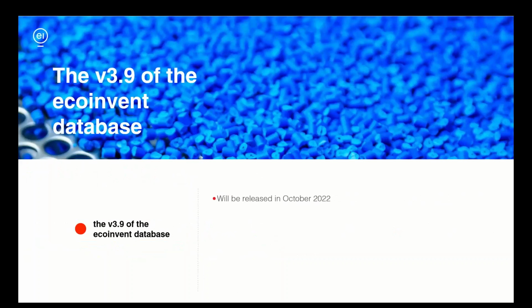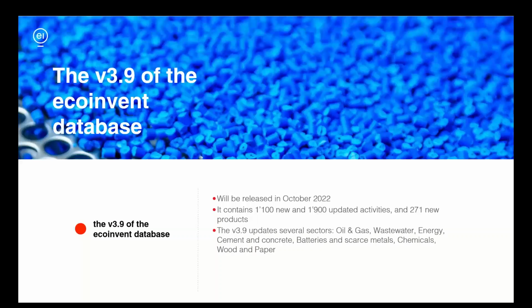So now to the details of version 3.9 of the ecoinvent database. This version is going to be released soon, in October 2022. It contains 1,100 new activities, it updates 1,900 activities, and it adds 271 new products to the database.